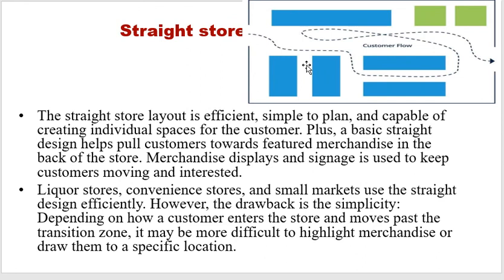Then you have a straight store layout. The straight store layout is very efficient and simple to plan, and capable of creating individual spaces for the customers. Plus, a basic straight design helps pull customers towards featured merchandise in the back of the store. The merchandise displays and signage are used to keep the customers moving and interested. Mostly liquor stores, convenience stores, and small markets use the straight design effectively. However, the drawback is the simplicity. Depending on how a customer enters the store and moves past the transition zone, it may be more difficult to highlight merchandise or draw them to a specific location.